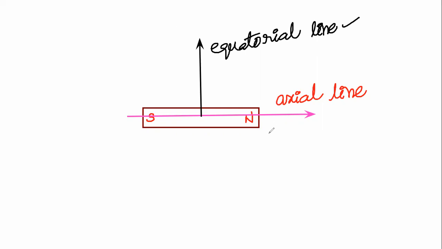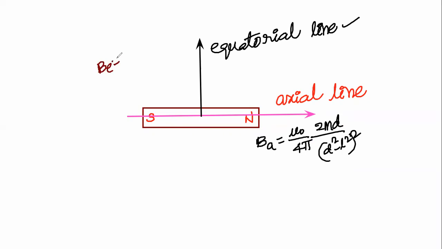Then magnetic induction at a point on the axial line, BA is equal to mu naught divided by 4 pi into 2md divided by d square minus L square whole square. Magnetic induction at a point on the equatorial line, B equatorial is equal to mu naught by 4 pi into m divided by d square plus L square whole power 3 by 2. This is the magnetic induction.